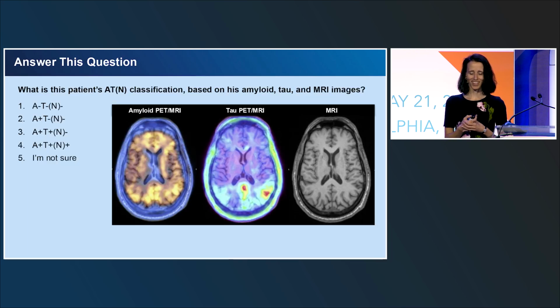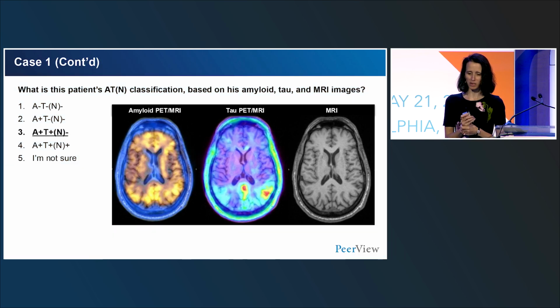So here we have the question. What is this patient's ATN classification based on his amyloid, tau, and MRI images? So you have various answers, and if you can take a moment, go ahead and answer the polling questions, I would really appreciate it. I think most of you chose A+, T+, M+.